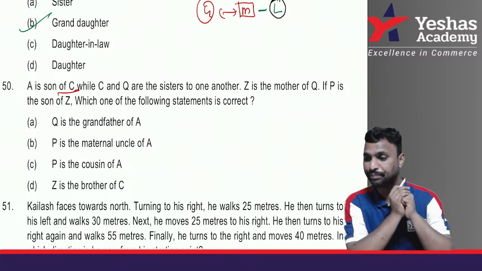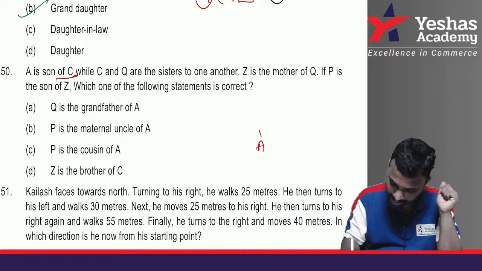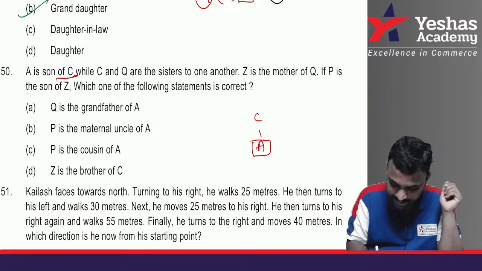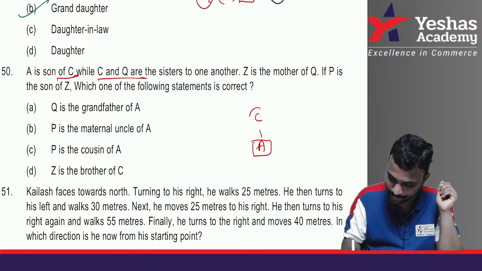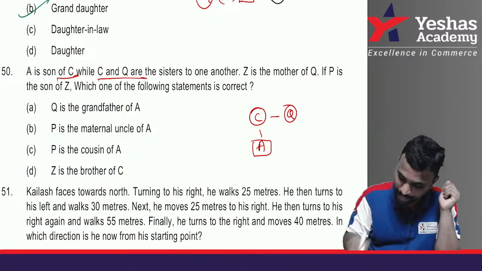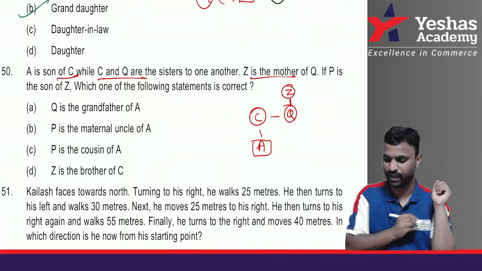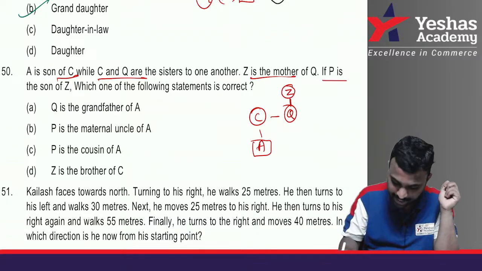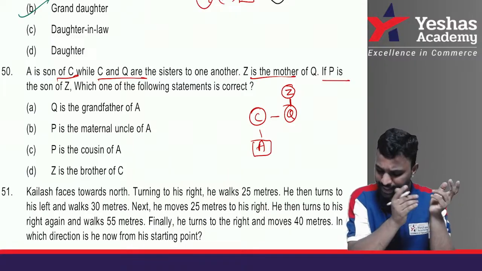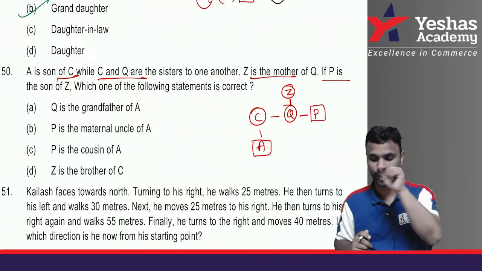A is the son of C. That means where do you mark A? Below C, and A being the male, so square we will mark. And C and Q are the sisters to one another, so female, circle. Then Z is the mother of Q, so definitely Z should be above. Mother means female, so circle we will mark. And then P is the son of Z. So C and Q are the daughters to Z. P is the son means definitely sibling to C and Q. So P should be here with a square symbol.